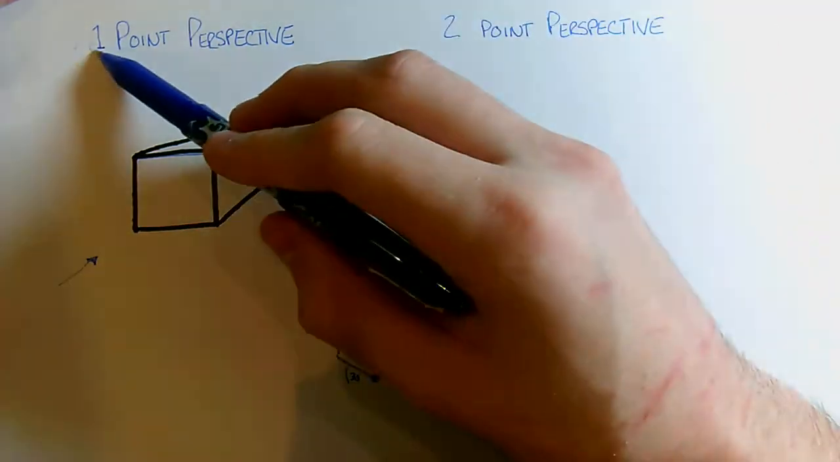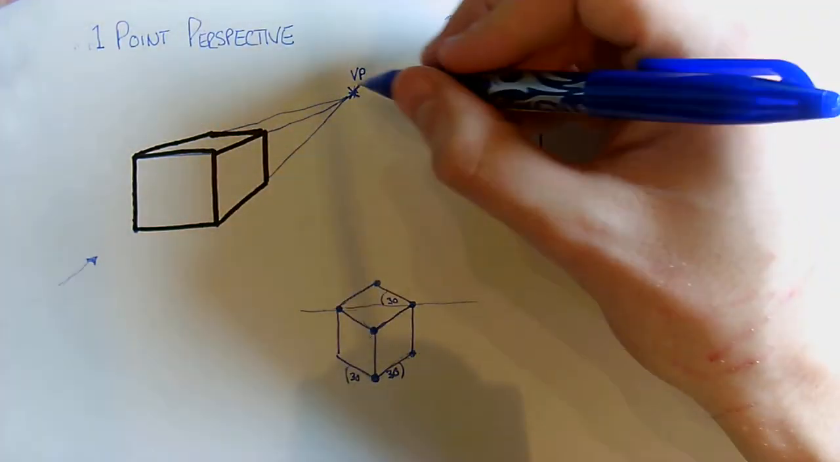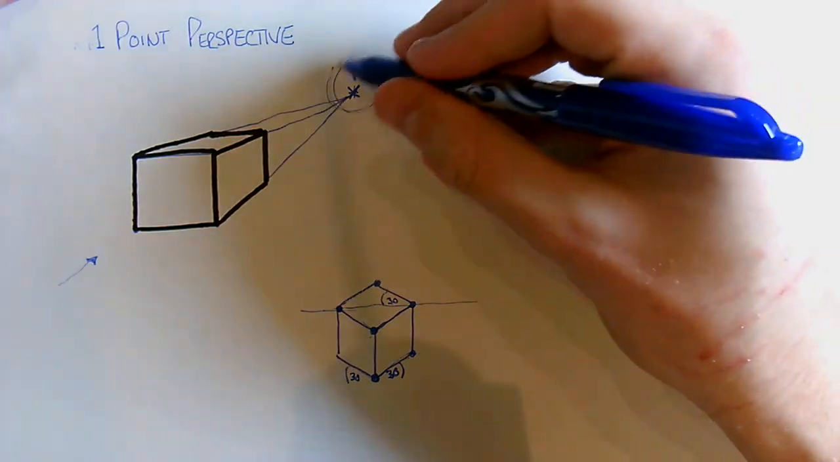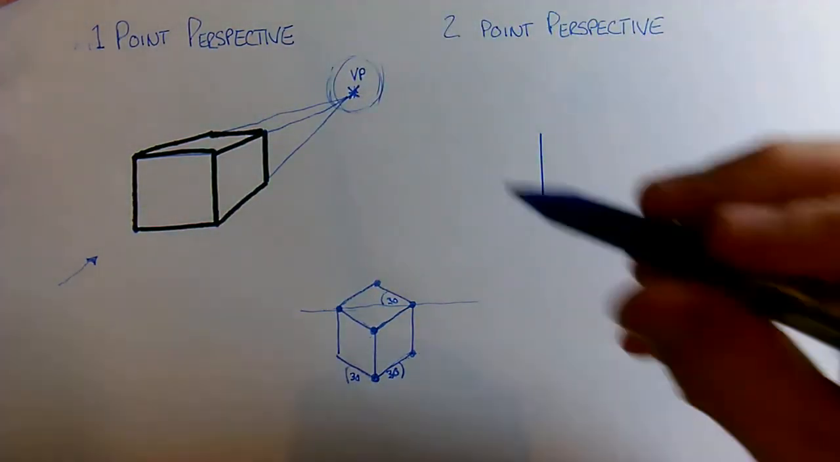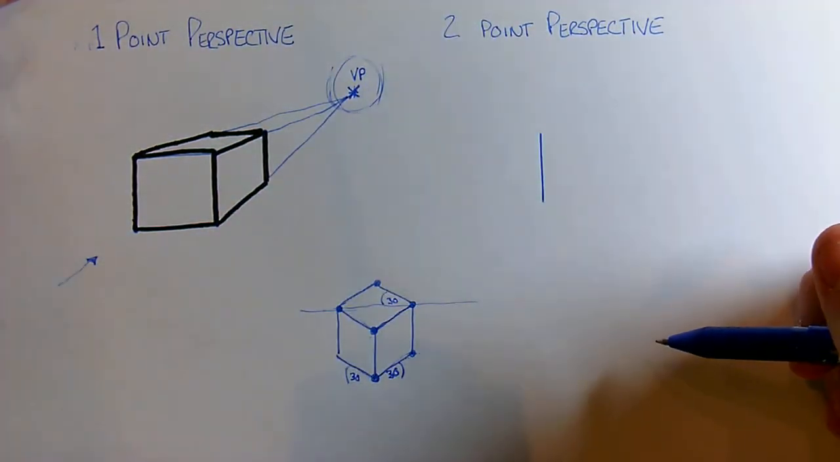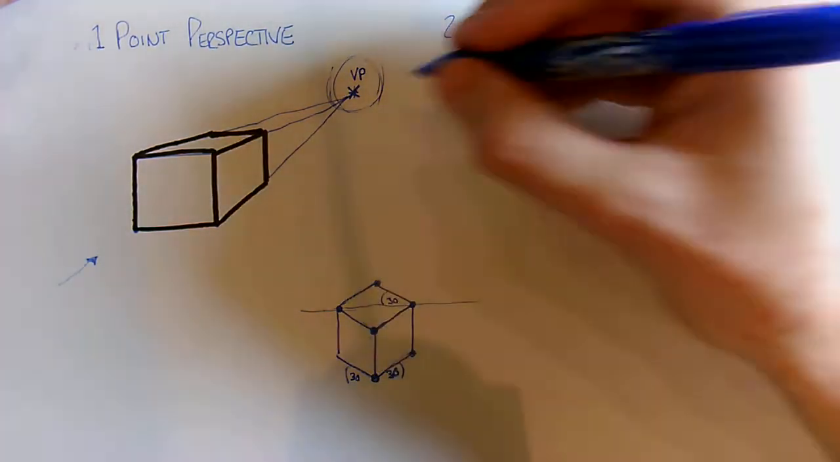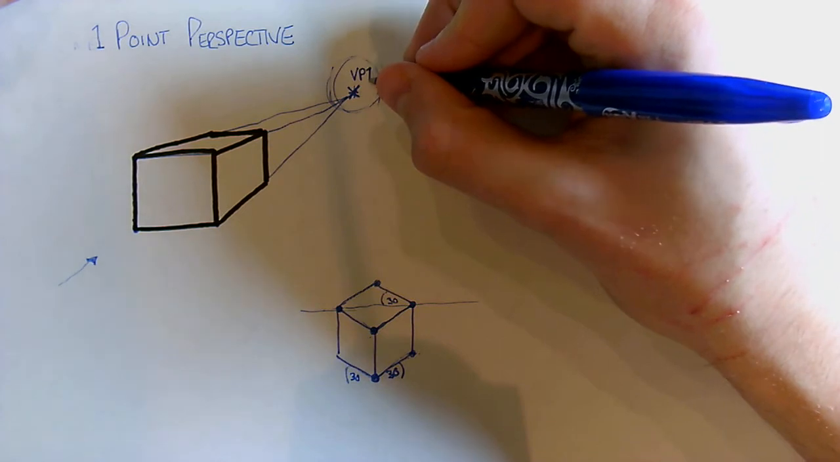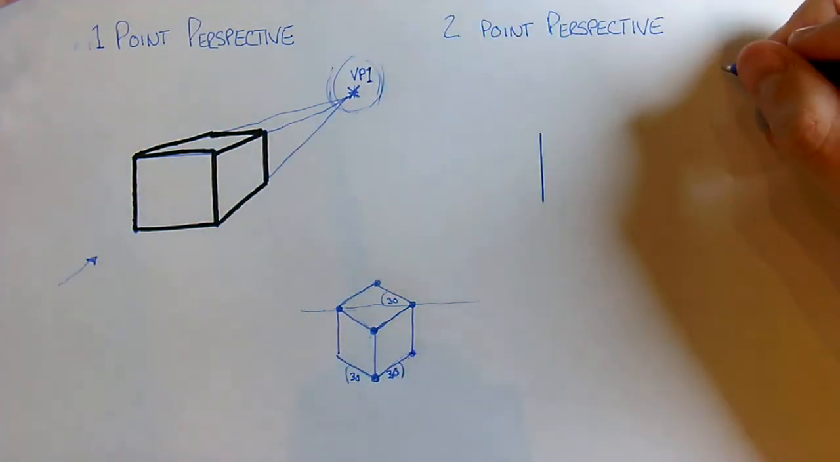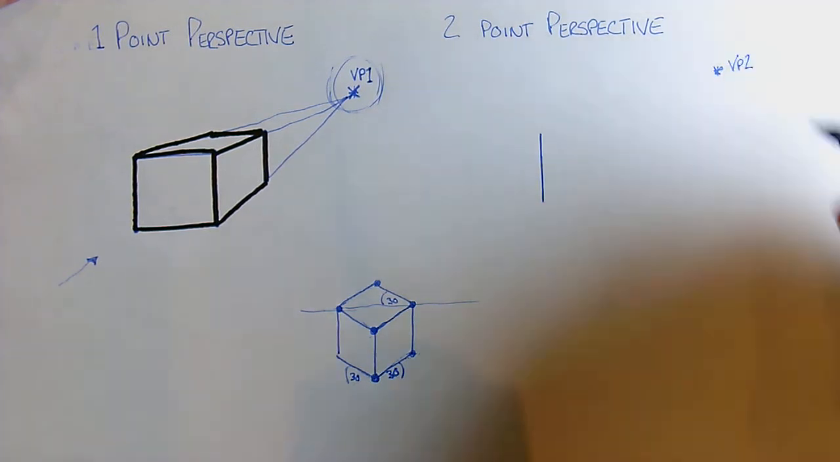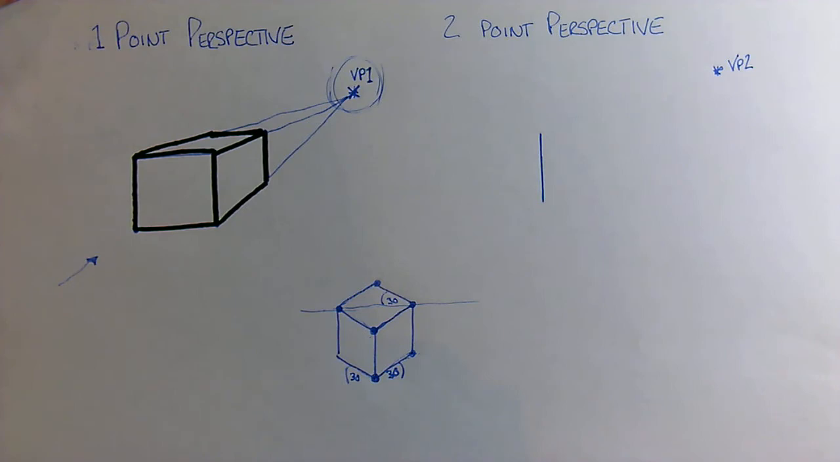Now, 1-point perspective refers to the one vanishing point. So, 2-point perspective, what we actually have is two vanishing points. I'm going to label this one right here VP1. I'm going to put another one over here, a little star, VP2 for vanishing point 2.